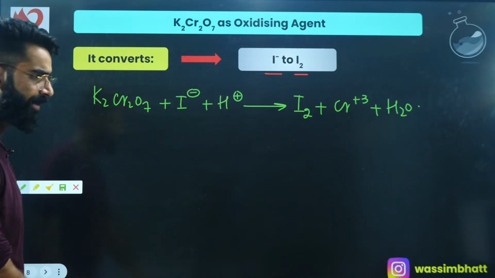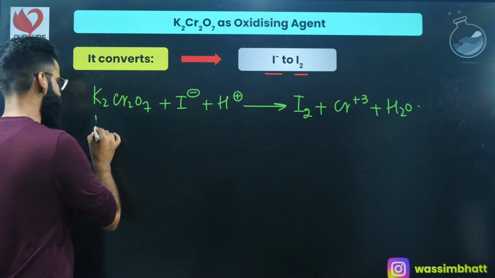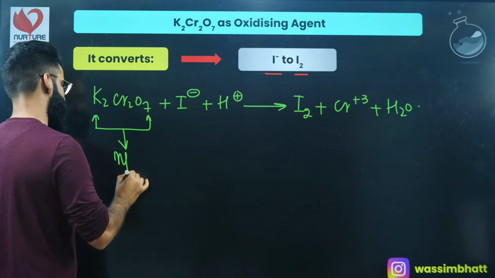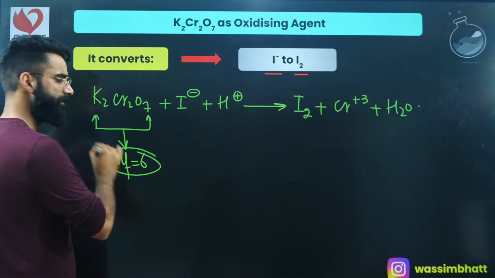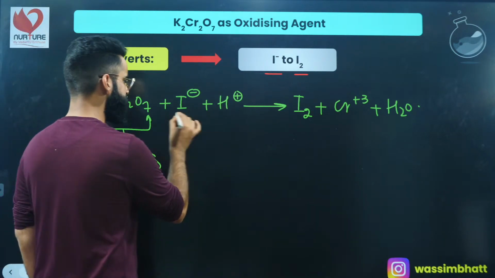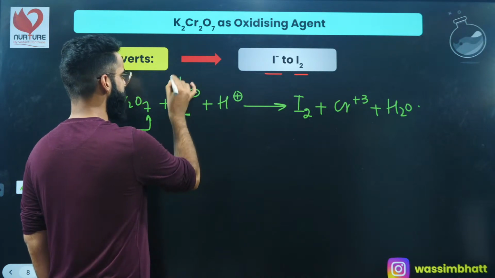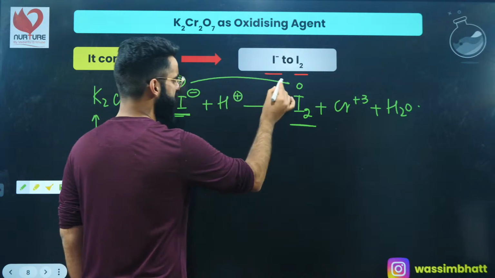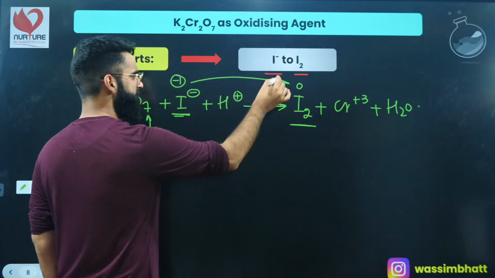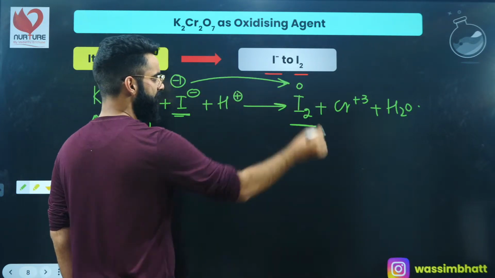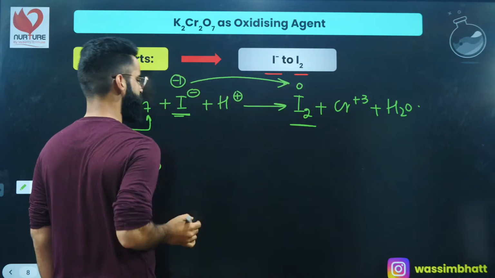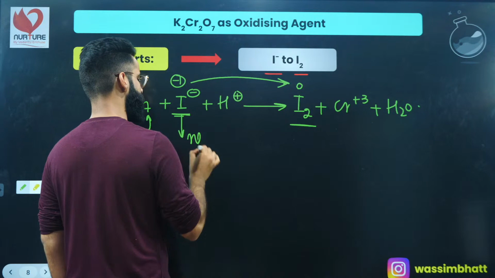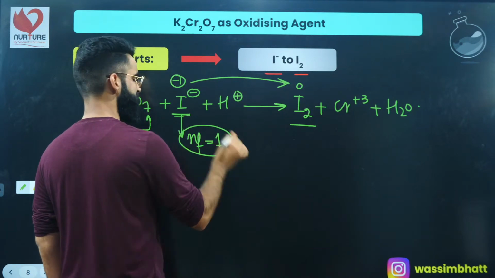Now guys, have a look. K2Cr2O7 is participating in the acidic medium. And when K2Cr2O7 participates in the acidic medium, its N factor is going to be 6, right? What is the oxidation state of iodine over here? It's -1. What about the oxidation state of iodine over here? It's 0. So -1 to 0. What is the change? Final oxidation state minus initial oxidation state. The value comes out to be 1, right? So the N factor of this I negative in this reaction is simply going to be 1. As simple as that, right?